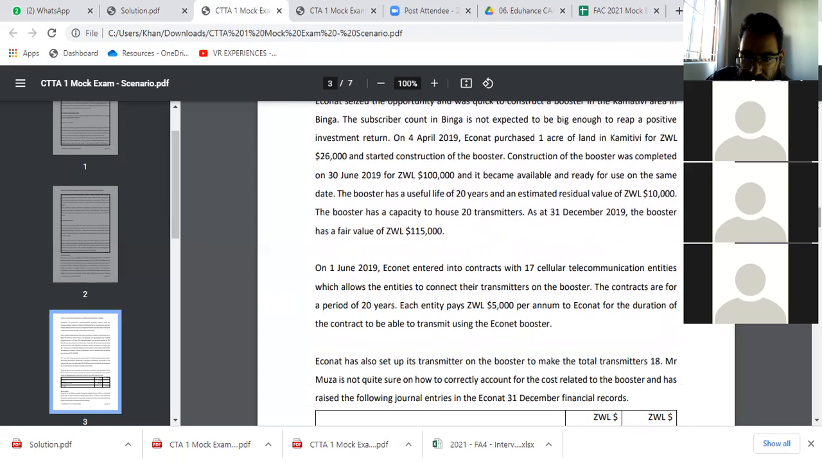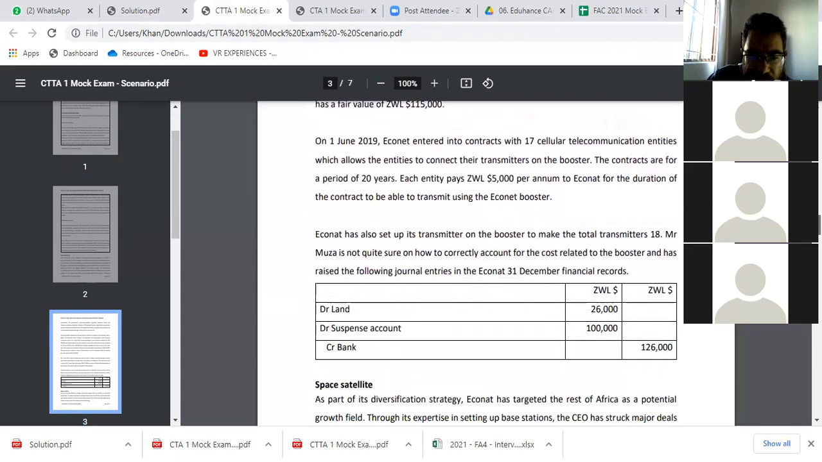So on June 2019, Econet entered into contracts with 17 cellular telecommunication entities, which allows the entities to connect the transmitters on the booster. The contracts are for a period of 20 years. Each entity pays $5,000 per annum to Econet for the duration of the contract to be able to transmit using the Econet booster. Econet has also set up its transmitter on the booster to make the total transmitters 18.